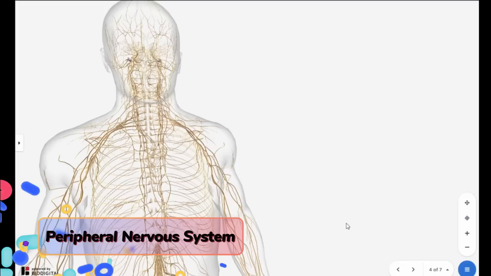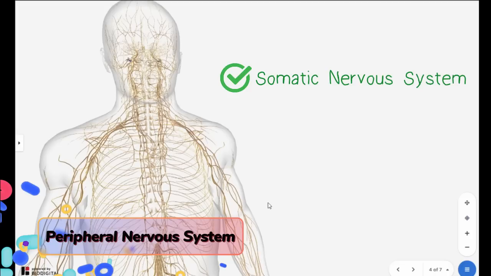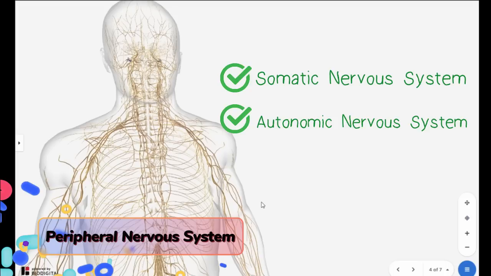Okay? So, the peripheral nervous system has two subdivisions, the somatic nervous system and the autonomic nervous system. Now, what is the difference between the two? The key term here is that somatic nervous system focuses on the voluntary activities of the body, whereas the autonomic nervous system focuses on the involuntary or the automatic processes in our body. So, what are some examples of voluntary?